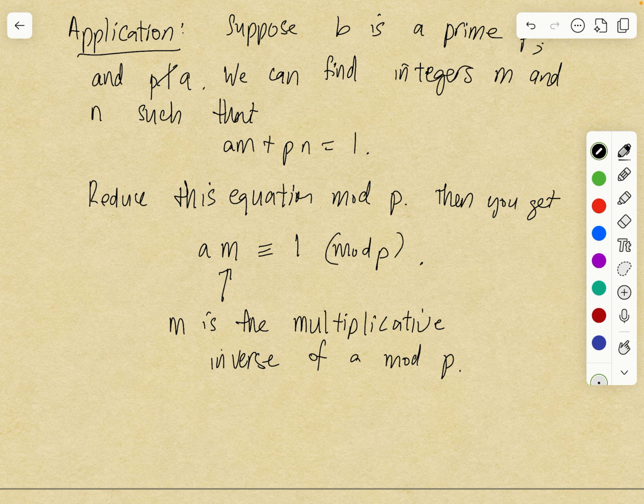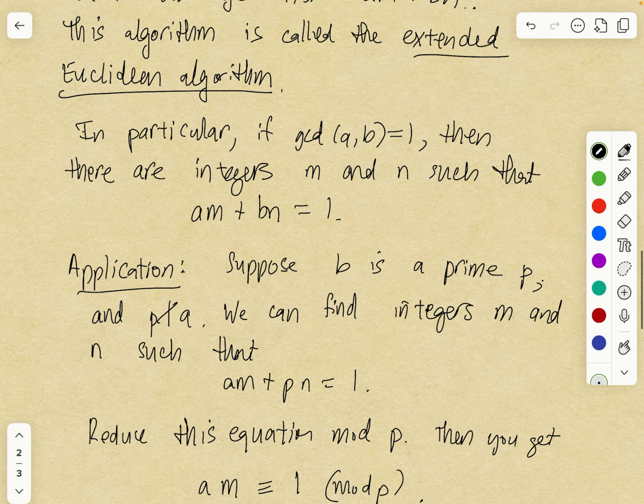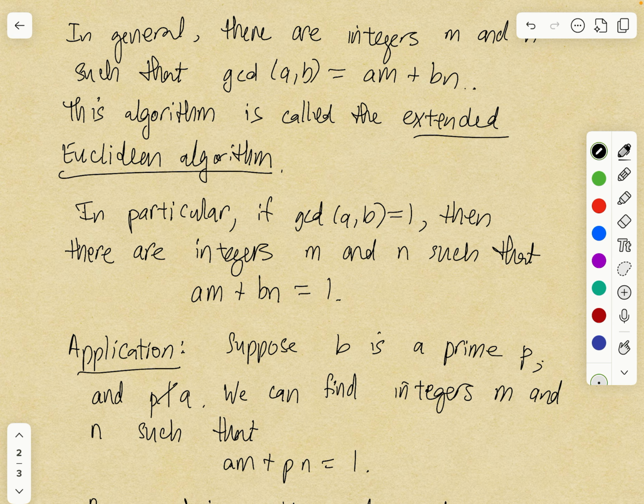So in another video, I'll do an example of using this to calculate the multiplicative inverse. And then we'll also use this extended Euclidean algorithm to prove an interesting property about prime numbers.